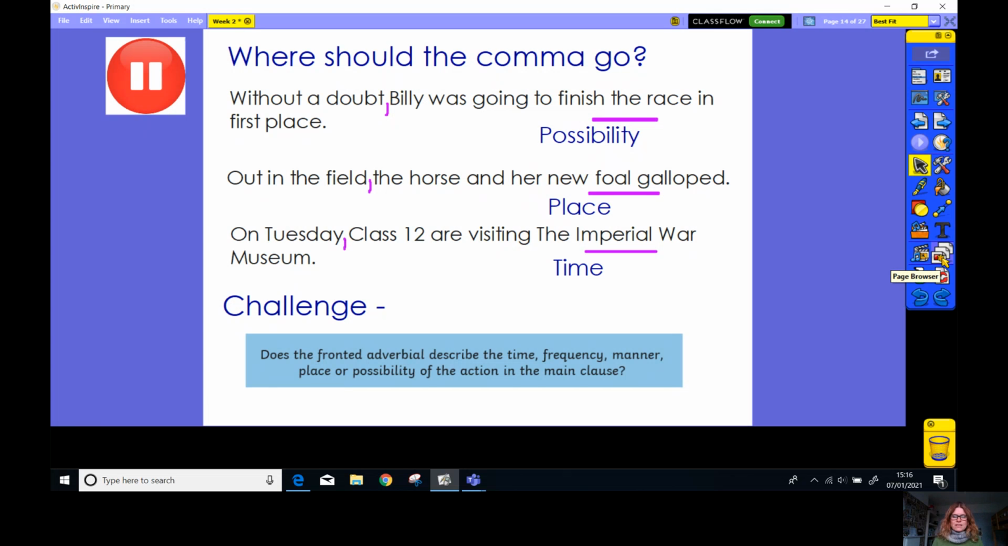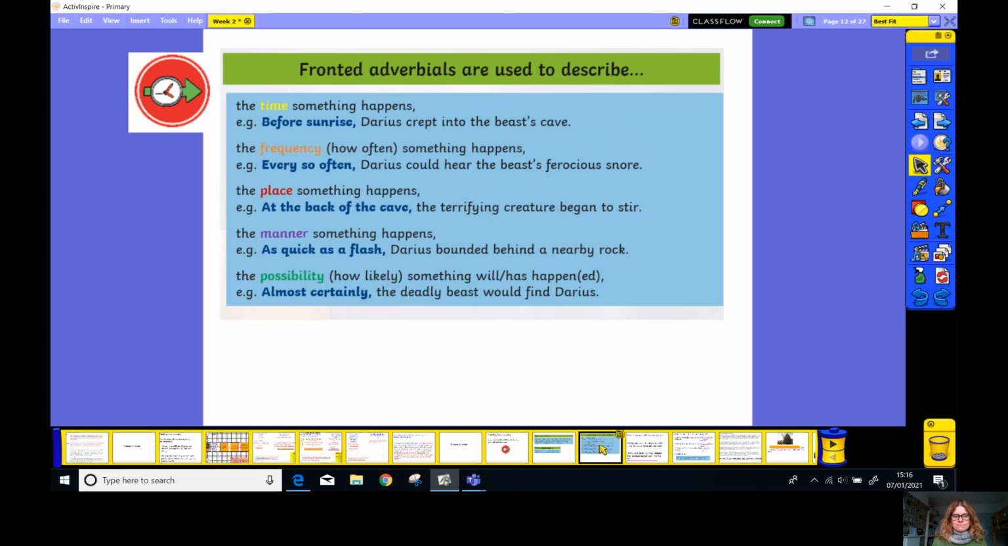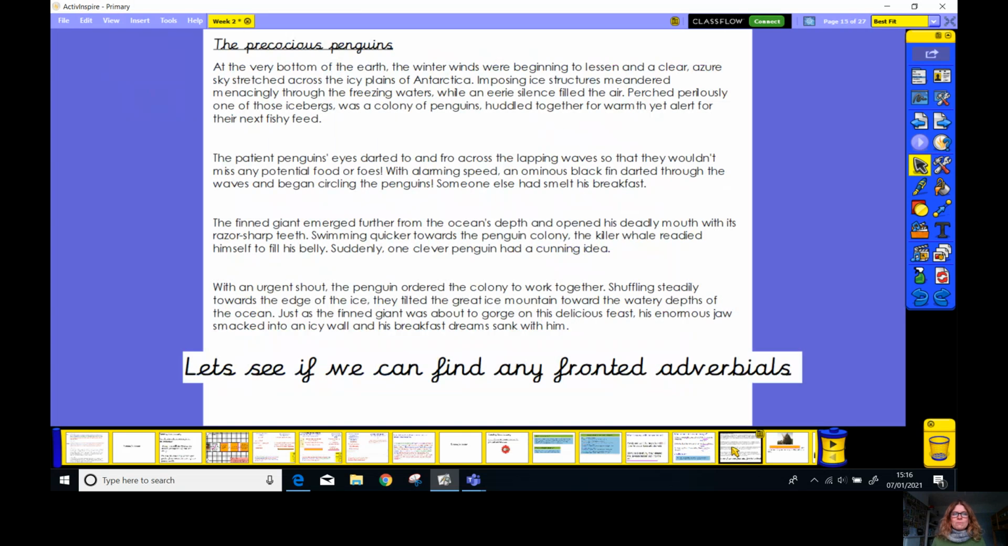If you need to remind yourself at any point what a fronted adverbial is, you can come back to that slide here to look at the type of fronted adverbials that you could use to see if yours works. Okay, now let's go back to our model of excellence that we read last week, our precocious penguins. And we're going to see now if we can find any fronted adverbials in here.